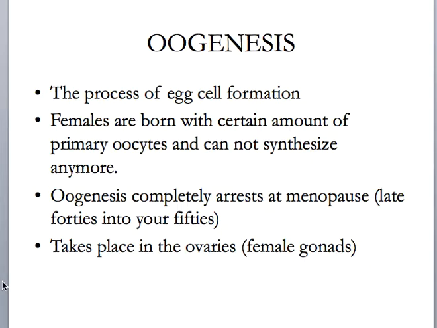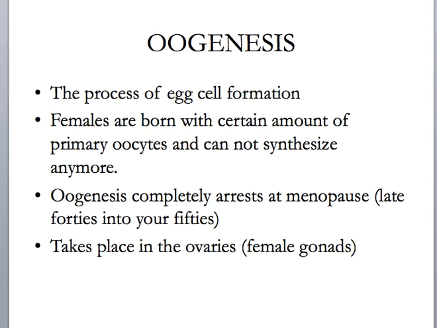So in spermatogenesis, we get four haploid genetically different daughter cells, right? In oogenesis, we only get one viable haploid genetically different daughter cell, which would be the oocyte capable of fertilization. And I'll discuss that more later on.